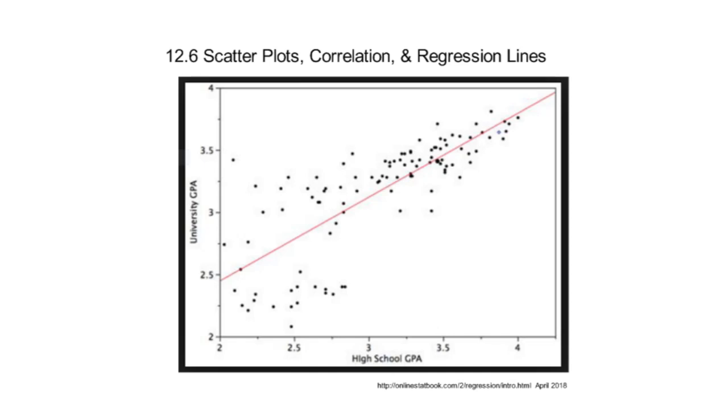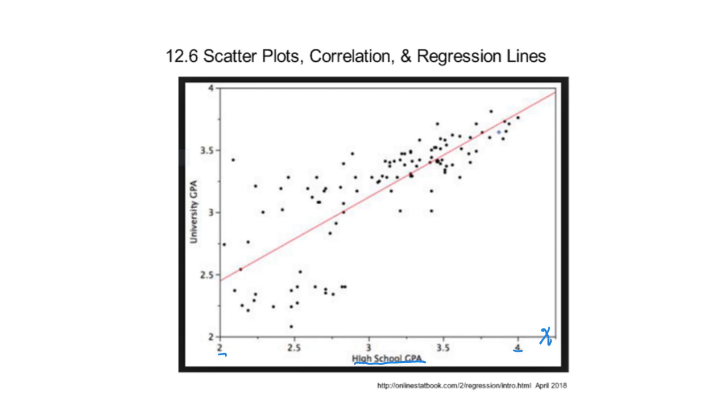For 12.6, we're going to go over scatter plots, correlation, and regression lines. Let's take a look at our graphic here. So we have what looks like quadrant number 1 on our coordinate system. And the reason why I say that is because our x-axis, which measures the high school GPA, this is my x-axis right here, is going from 2 to 4.